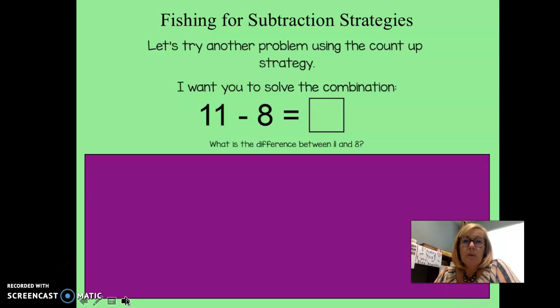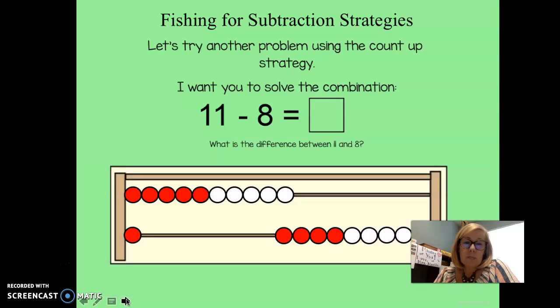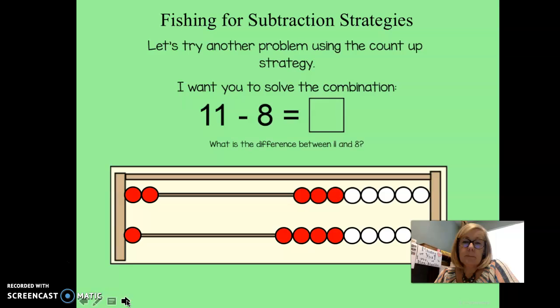Let's try another problem using the count up strategy. I want you to solve the combination 11 minus 8 equals. What is the difference between 11 and 8? 10 plus one more is 11. Minus 8 equals 3.